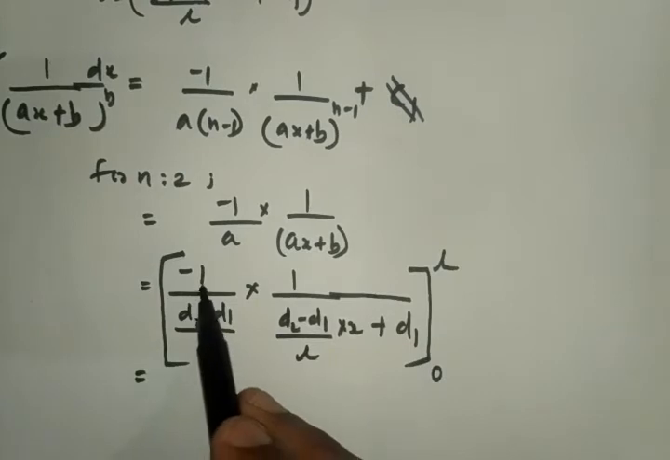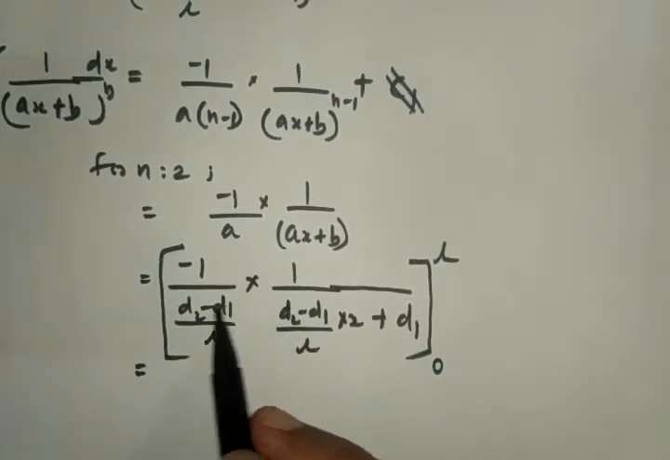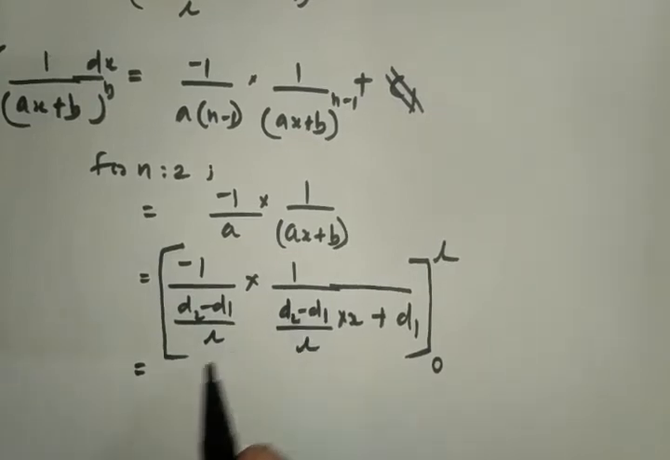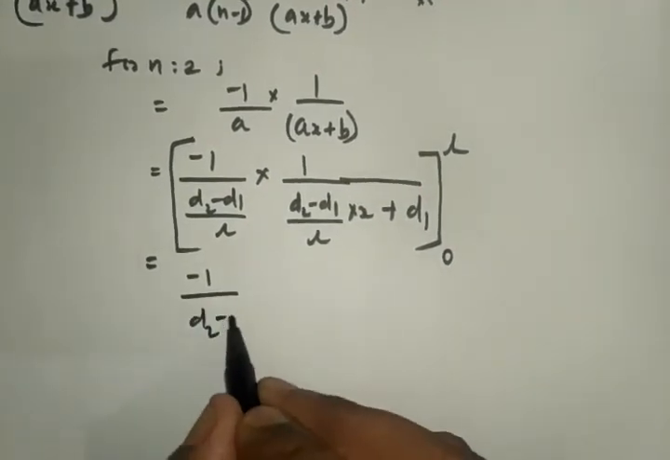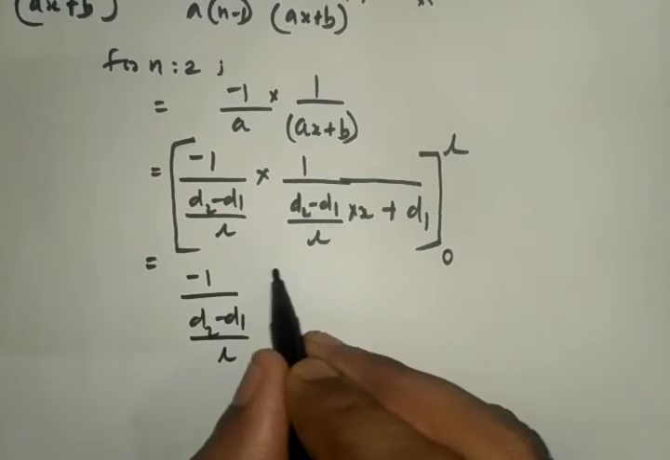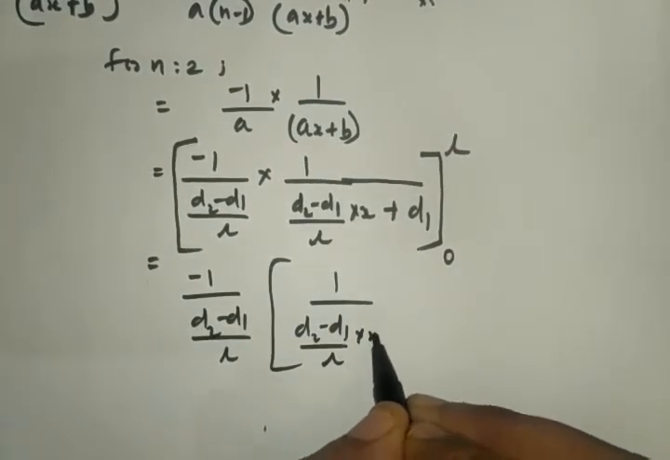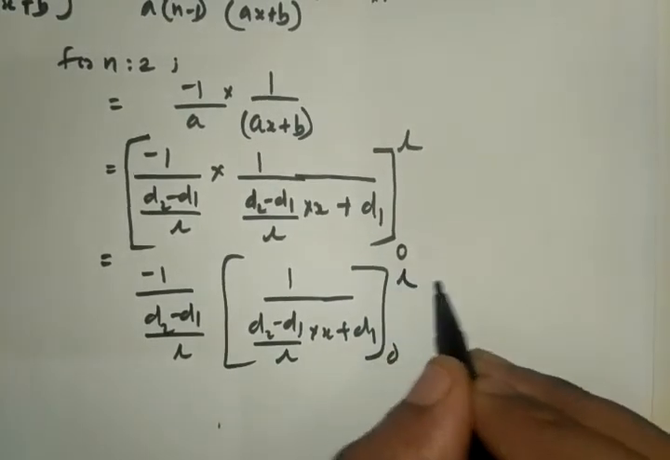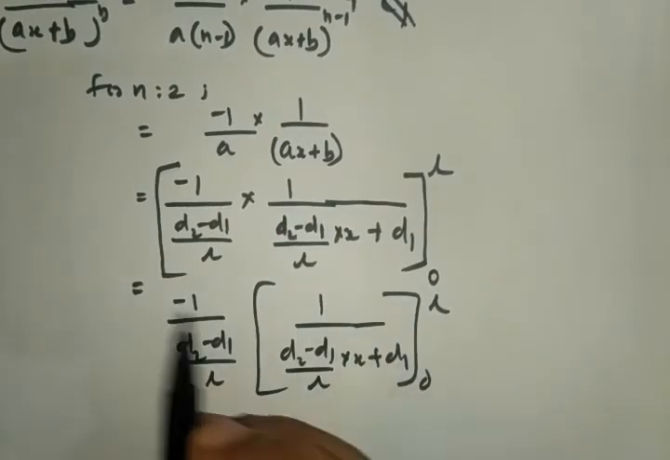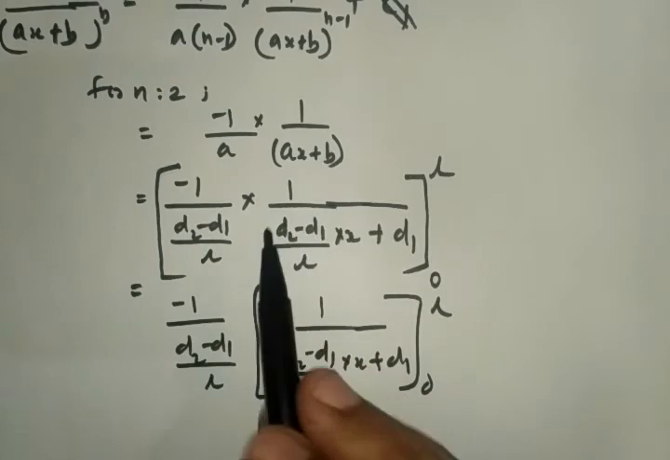Since minus 1 divided by (d2 minus d1 by l) is constant, you can take it outside. Then you have 1 by ((d2 minus d1) by l into x plus d1) from 0 to l. So this is the integral from 0 to l and the integration part.